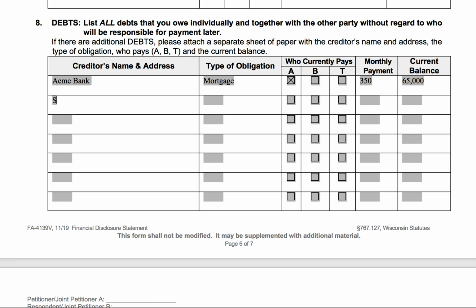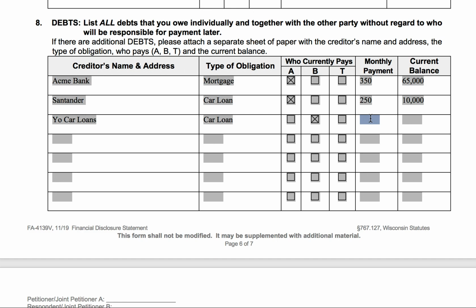So maybe we have a car loan through Santander. And let's say that one's Jane's. Here she would put, again, what she pays per month, and then the total amount that she owes on that. And then here, if John has a car loan, even if that's not in Jane's name, let's say he got it after they split up, we would still list that here. So we're going to call it Yo Car Loans. And same thing, car loan. And that would be B.